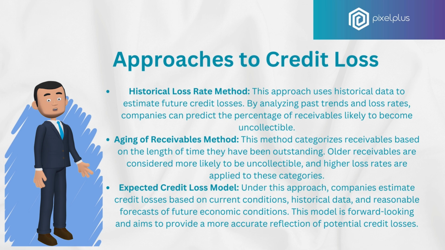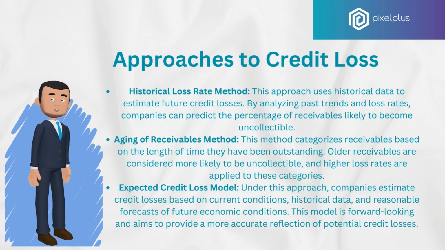2. Determine historical collection rates. Analyze historical data to determine the likelihood of collection for each age category. For example, historical data might show that 98% of receivables less than 30 days old are collected, but only 60% of receivables over 90 days old are collected.